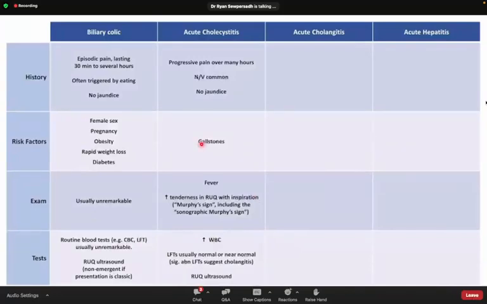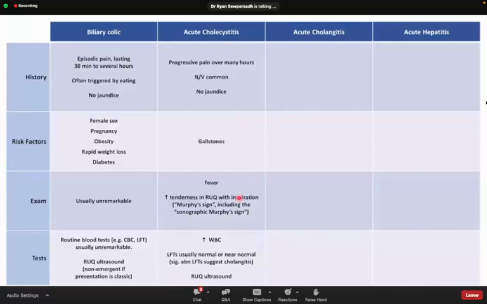the common bile duct is not involved, there is no jaundice. The most notable risk factor for acute cholecystitis is the known presence of pre-existing gallstones. Okay? The patient tells you, listen, doc, somebody told me I had gallstones before. Okay, no surprise. On exam, patients are often febrile.